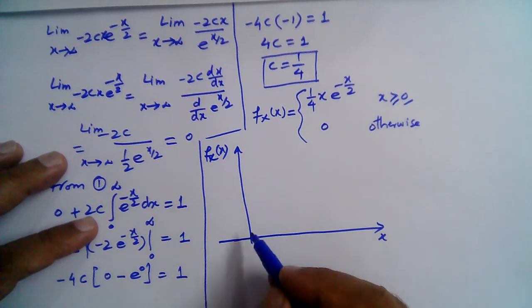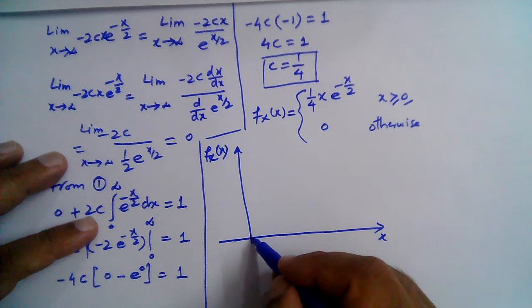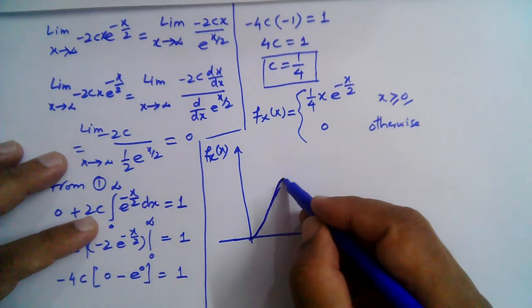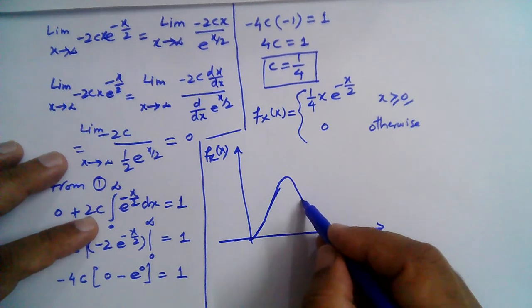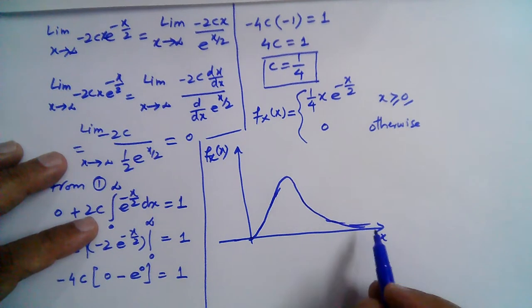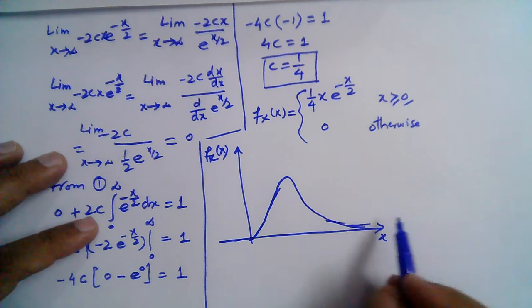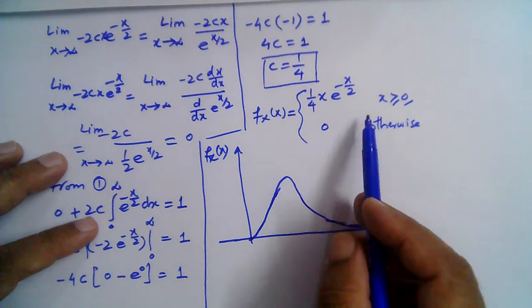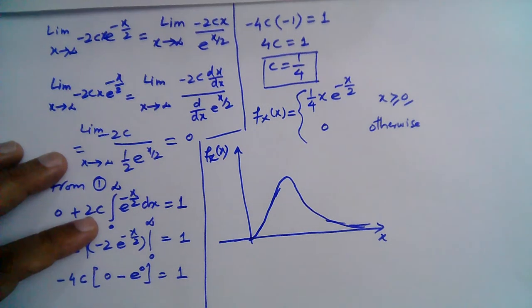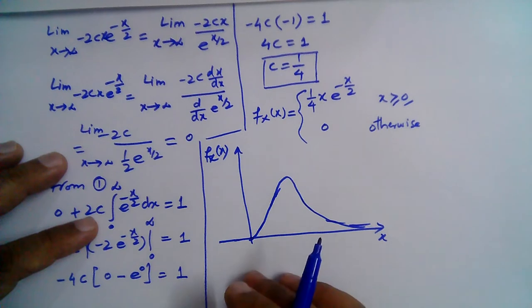So in a way, we can see that it can be drawn something like this. This is only an approximation, right? If we need an exact plot, we can just make a table, put in different values of x, and then find the values of f_X(x), and then we can plot it, right? So this is an approximate plot of the PDF. So this was our first part that we needed to find.